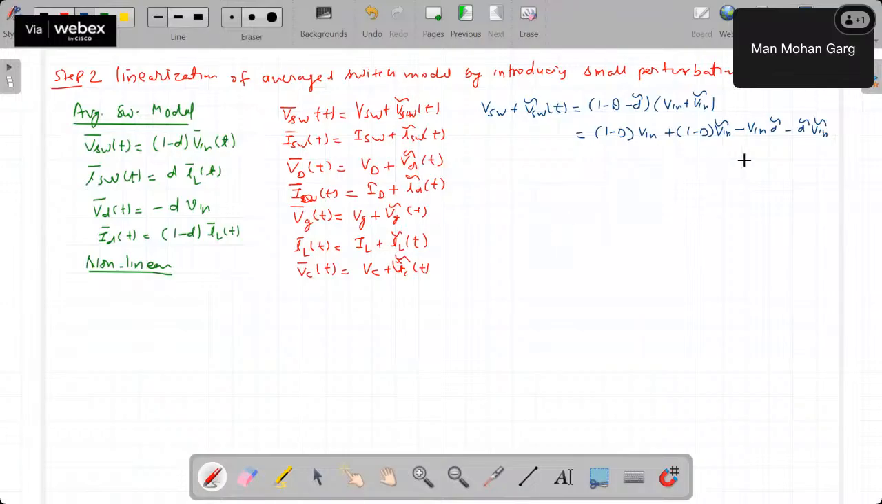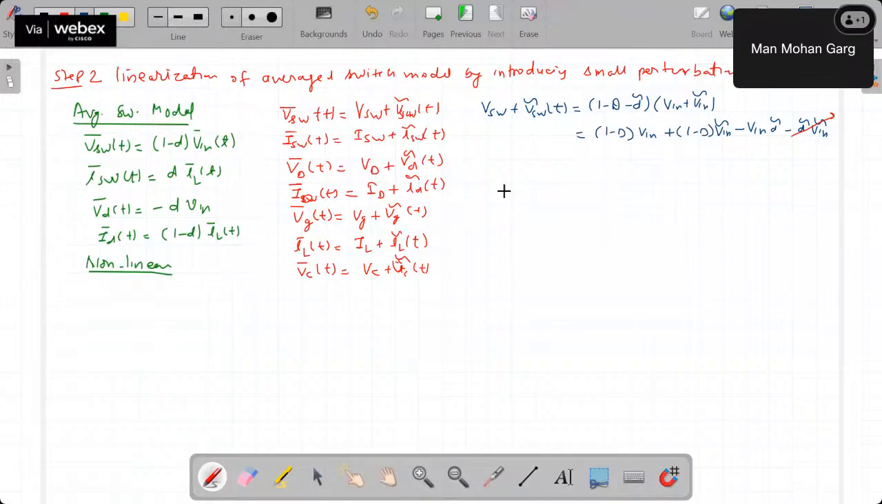Now we can see that this equation has this term, which is second order. So in order to linearize, we neglect these higher order terms. We neglect this term, which is very small, because the perturbation in Vin and the perturbation in D are both small. Small into small will be further small. So easily we can neglect it without affecting the dynamics much. So this is the first equation we got.